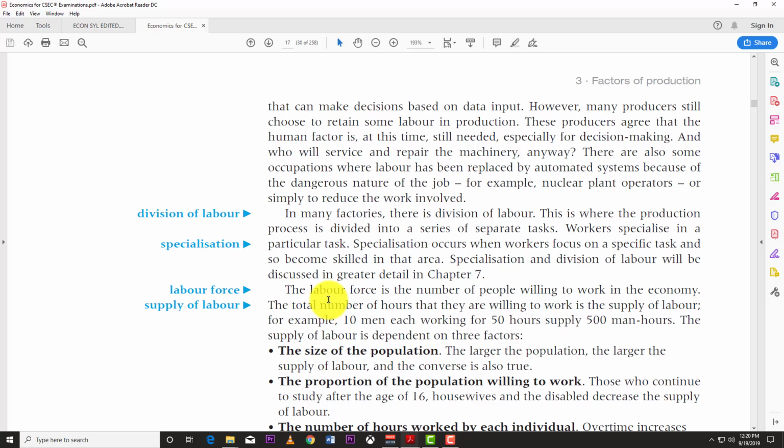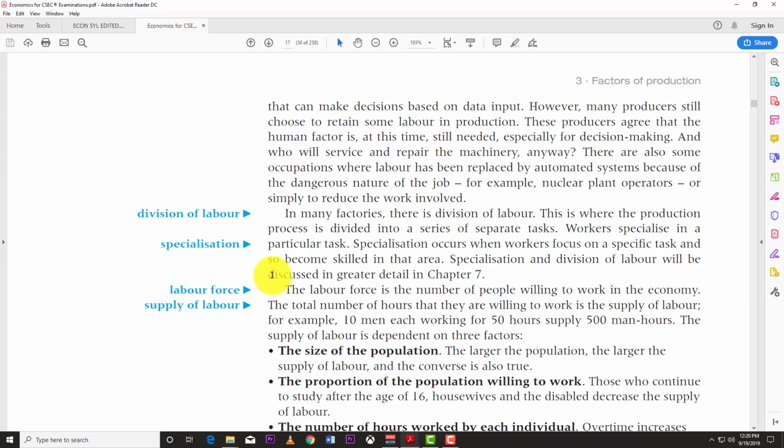Now what this gives rise to is what we call specialization. Workers specialize in a particular task. Specialization occurs when workers focus on specific tasks and become skilled in that area. So specialization is where you are assigned a task and you do it so many times that you become skilled in that area. Now this can lead to boredom. But it has a plus, where you can become more efficient at a certain task because you do it so many times that all of a sudden you discover shortcuts and more efficient ways to do things, because you're an expert at this task.